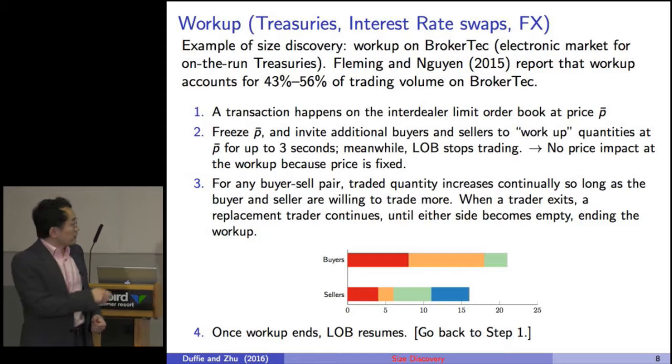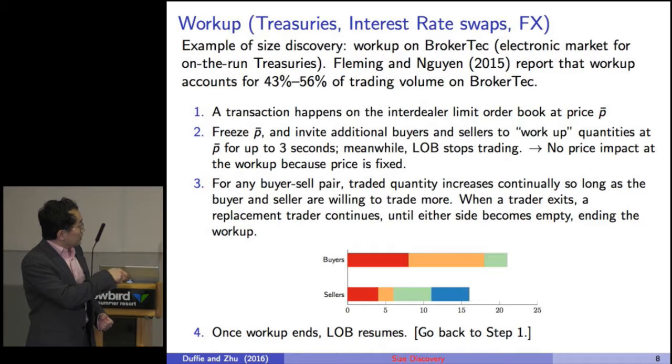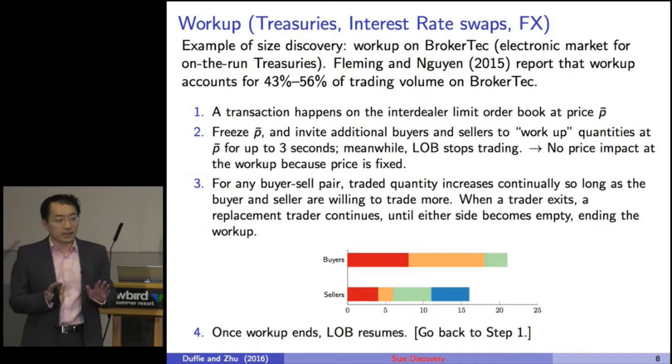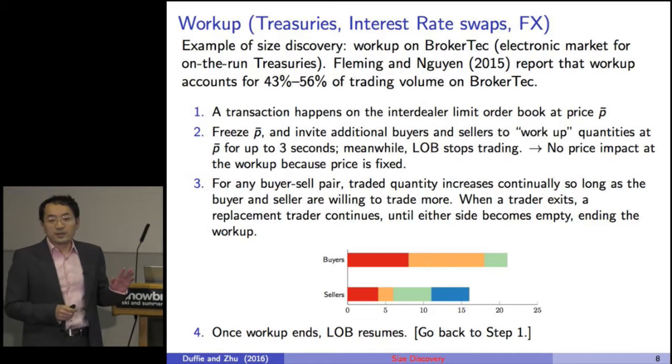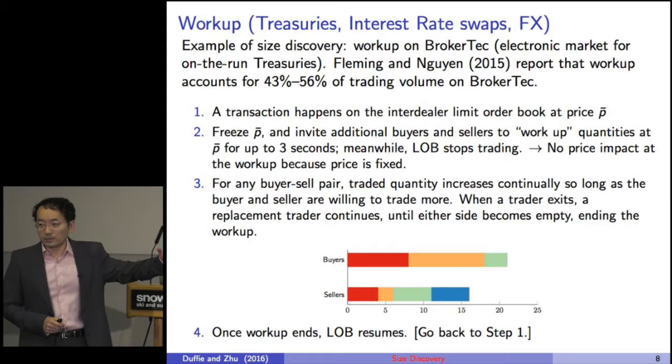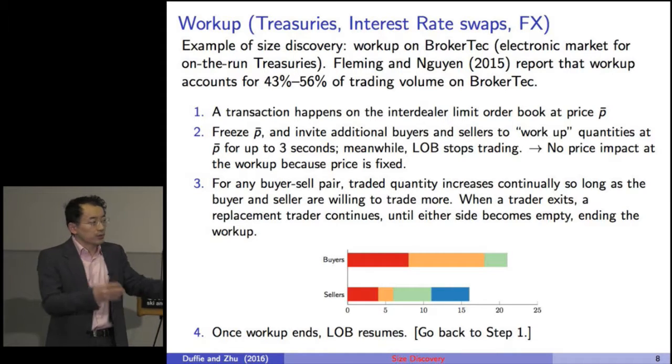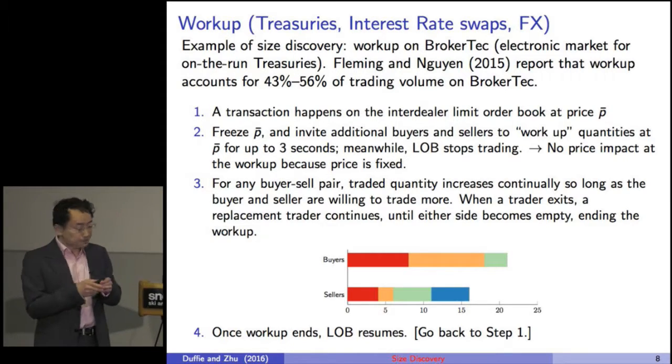Okay? So once all of these orders are exhausted, in this case, all the sellers are done, but the buyers still have something left. In other words, the market doesn't clear. If nothing happens after 3 seconds, then the order book resumes. So what happens is that there is a price, and then we're going to trade at the fixed price.